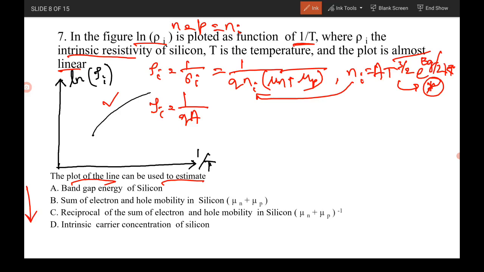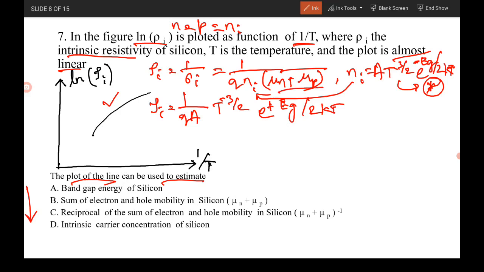So we are taking the area at the same position, and we have to take the temperature to the numerator. So T to the power minus 3 by 2, and exponential is minus of Eg, okay, in the formula. So here it will become plus Eg divided by 2kT.